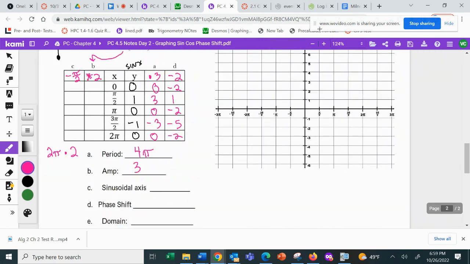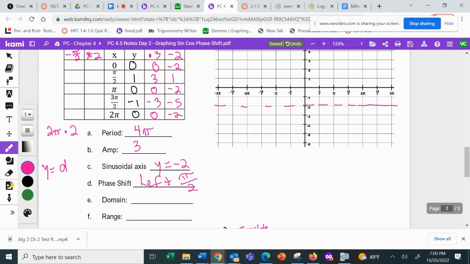The sinusoidal axis comes from that D value. It's going to be y equals D. So we have y equals -2. Because originally it's at 0, this one went down 2. So there's that sinusoidal axis. You don't have to graph it. I'm just trying to point to it and you can't see my hands. Phase shift, we look in our C column, that goes negative. So that's going to be left pi over 2.